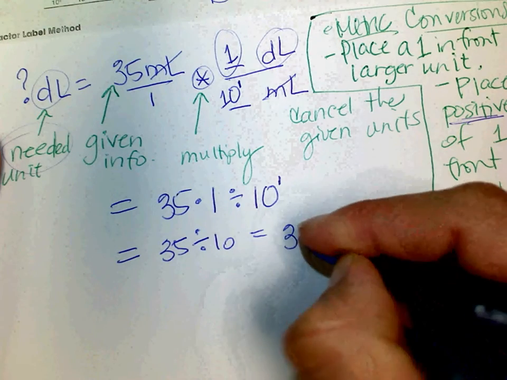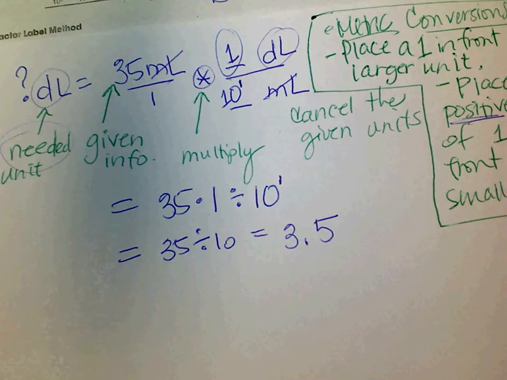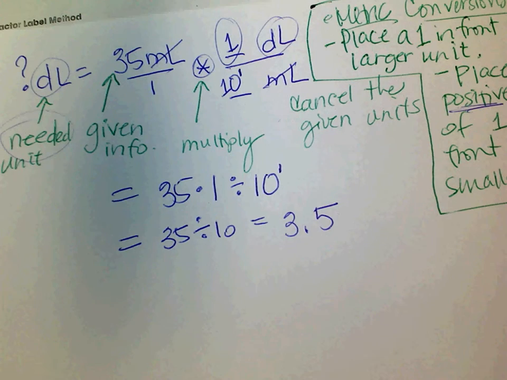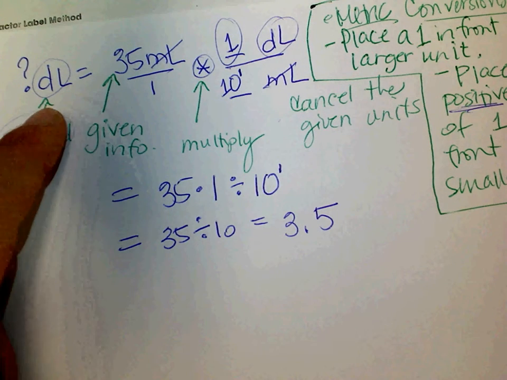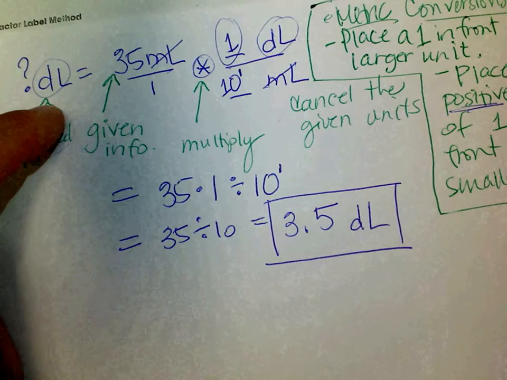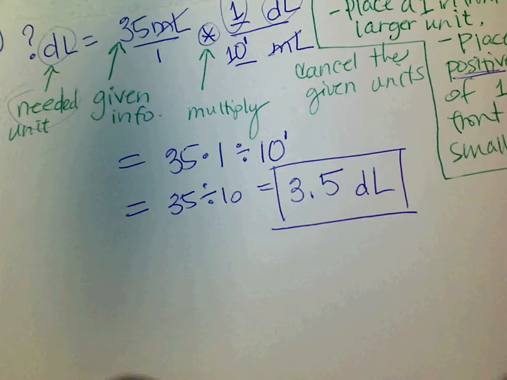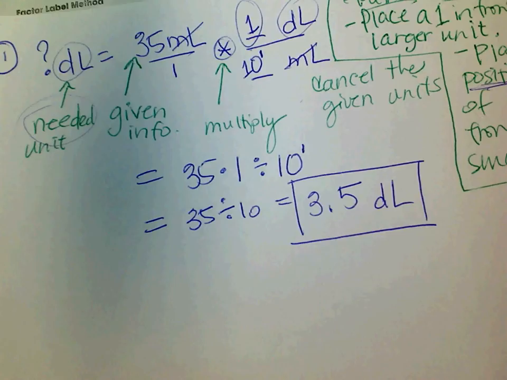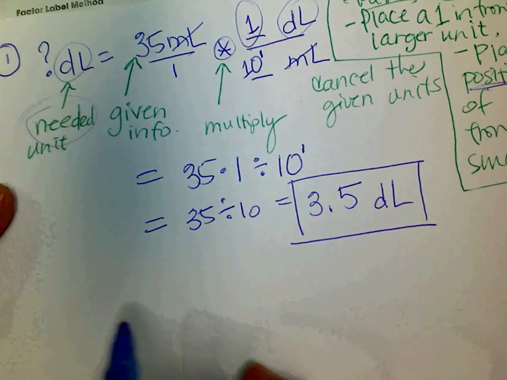3.5, right? Now, what's the unit on my answer? It's the unit I originally started looking for, right? DL, how do you say DL? We're not talking about keeping it on the down low. We're talking about deciliters, right? Okay, deciliters. All right, very good.